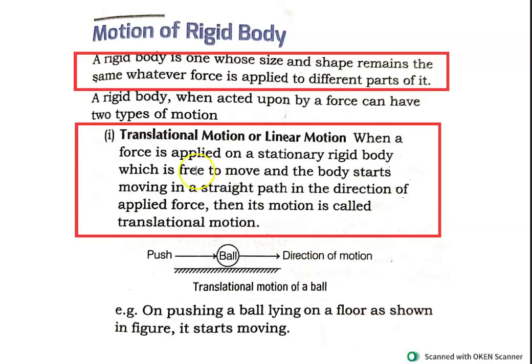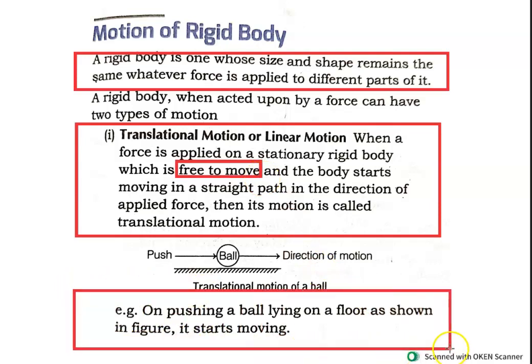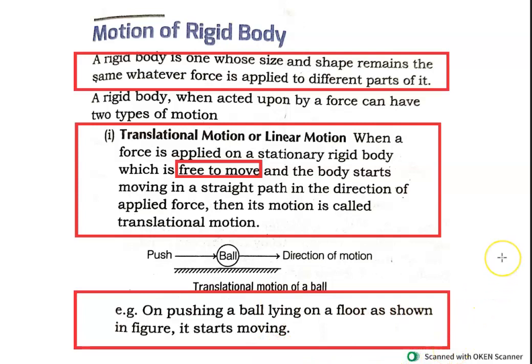Remember again, translational motion takes place when the body is free to move. For example, there is a ball lying on the floor and we push it, means we are applying a force. Since the ball is free to move, it will execute translational motion or linear motion.